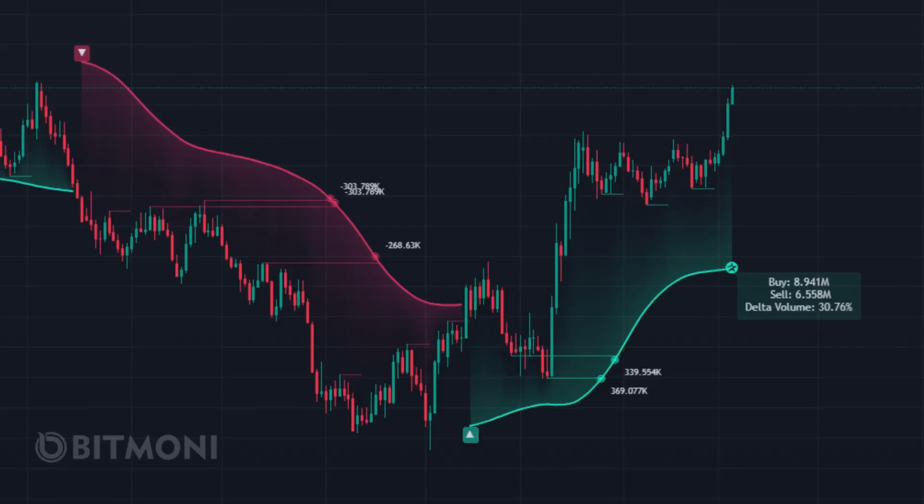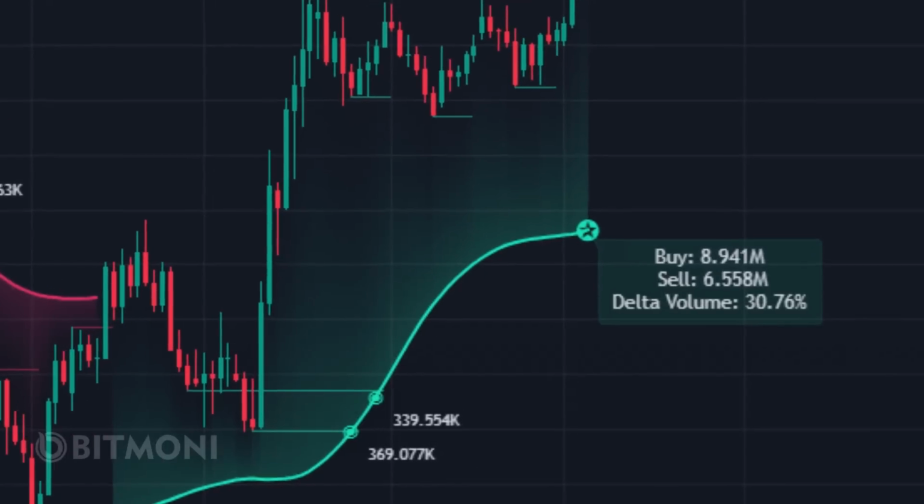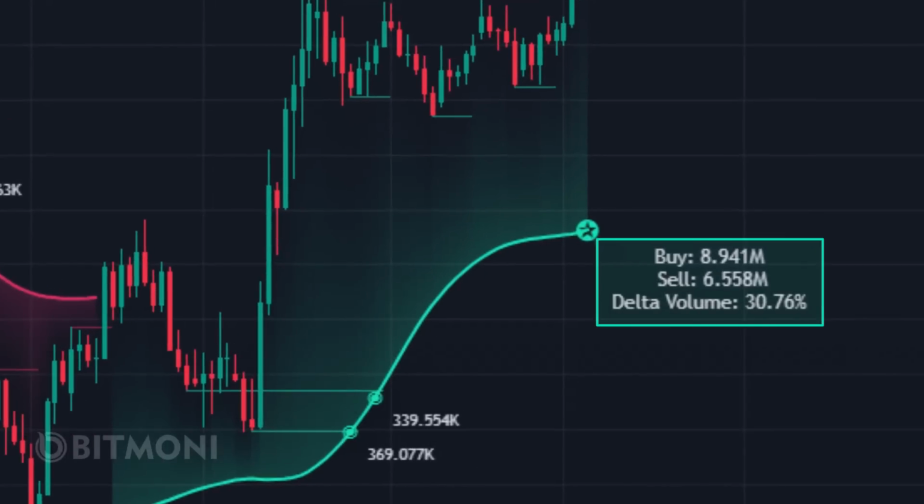Now, looking at this indicator, you will also notice that we have this table right here, with labels for buy volume, sell volume, and delta volume. Let's explain what this table does. Here, we have a bullish trend. The buy volume means that throughout this bullish trend, the total volume for all the bullish candles was 8.9 million, while the sell volume for all the bearish candles was 6.5 million.